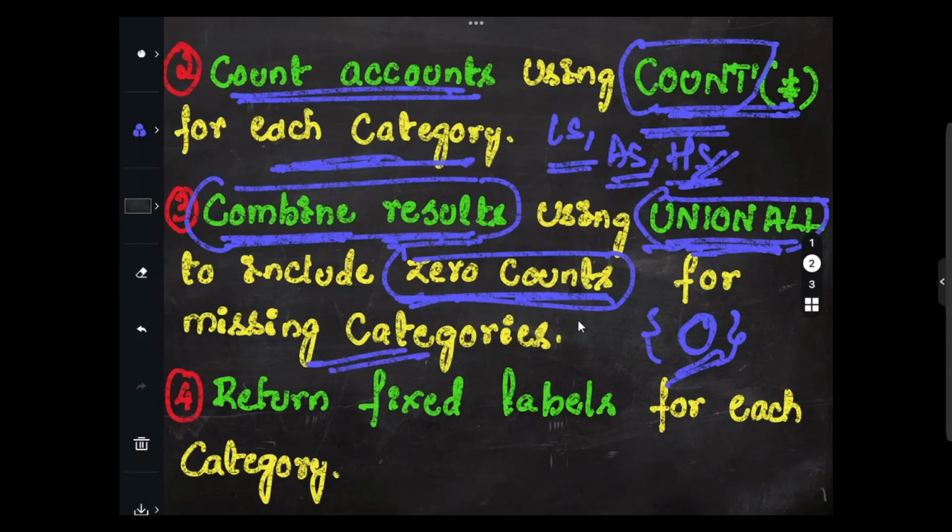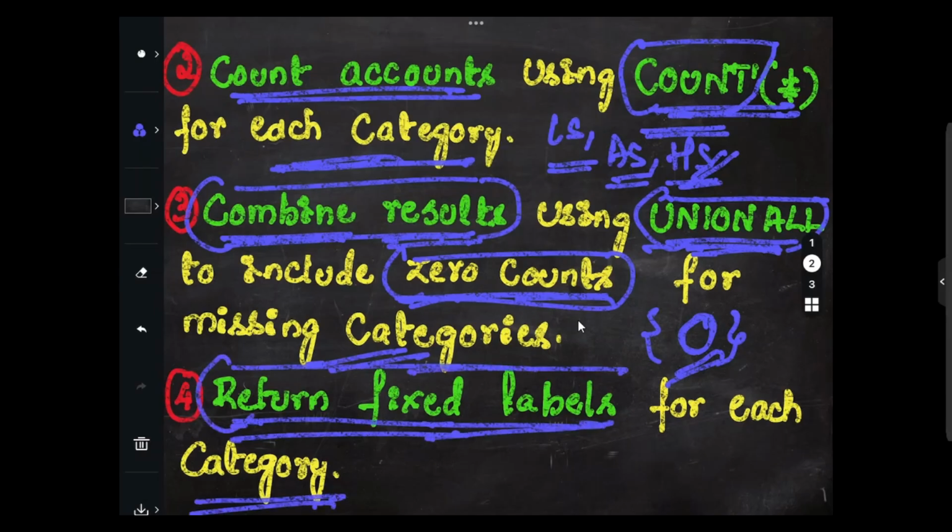This is very important. The final step here is we will return the fixed labels for each category. So when I say we will return the fixed labels for each category, I mean the column names: low salary, average salary as well as the high salary, and the accounts count here. This is fine. So we will return the fixed labels for each category.